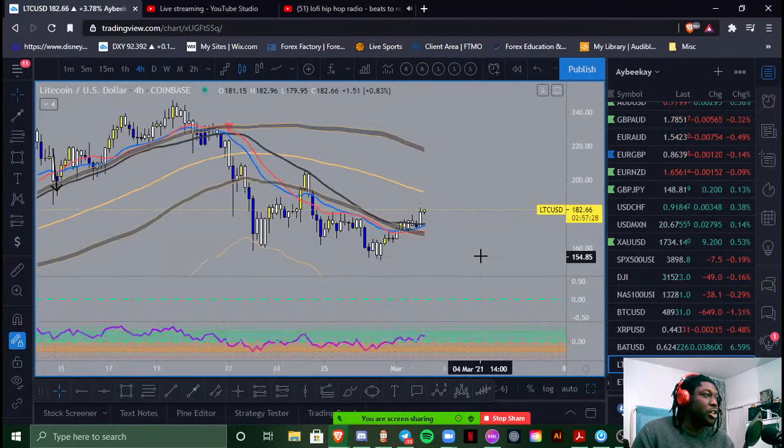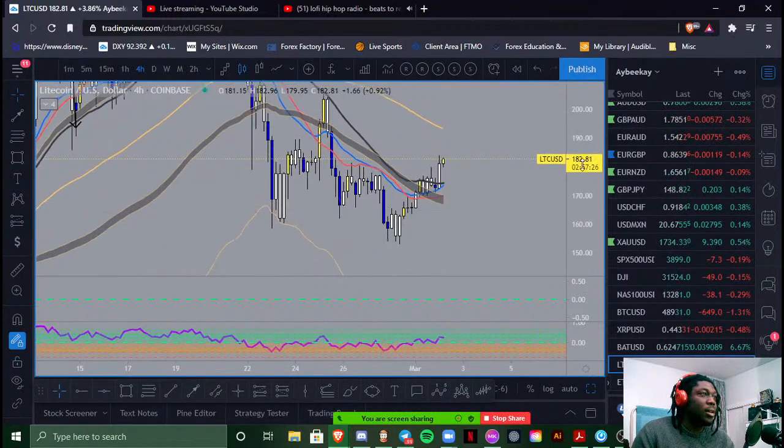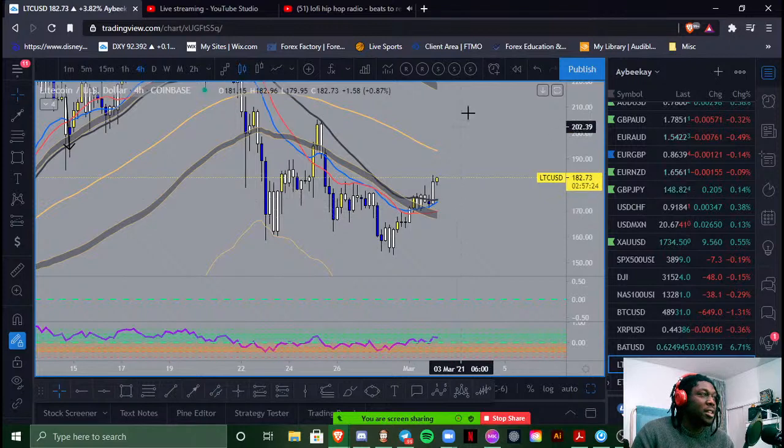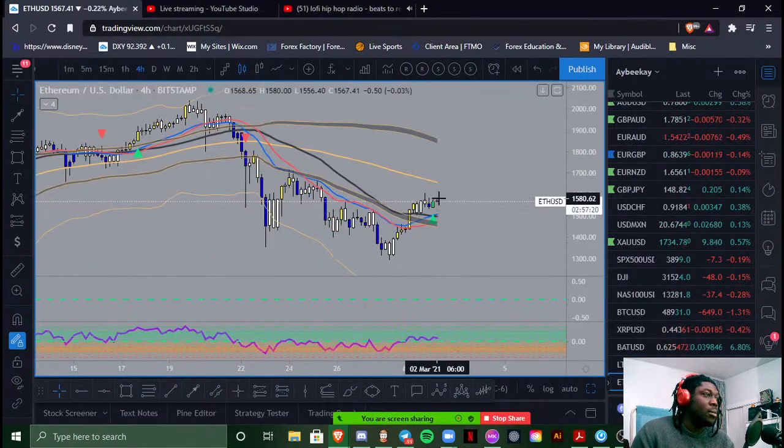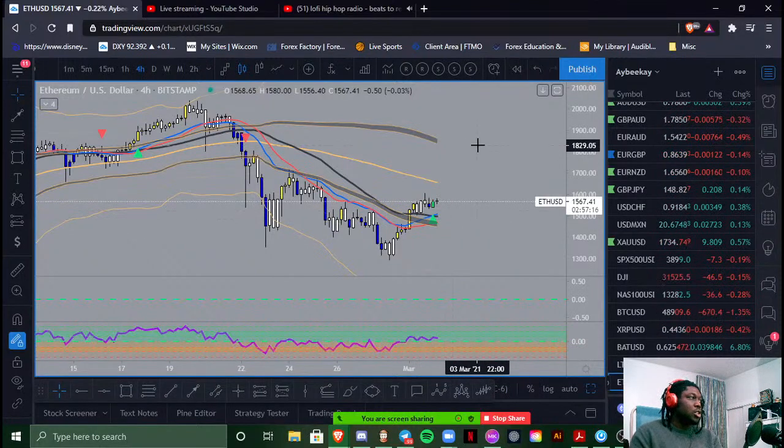Litecoin, I'm pretty sure, yep, same thing, looking like it wants to buy, so I need a retest and then a continuation to the upside. Ethereum, same thing, I need that retest at 1493 for continuation to the upside. So I'm going to be waiting on those cryptos for possible buy positions later on today.